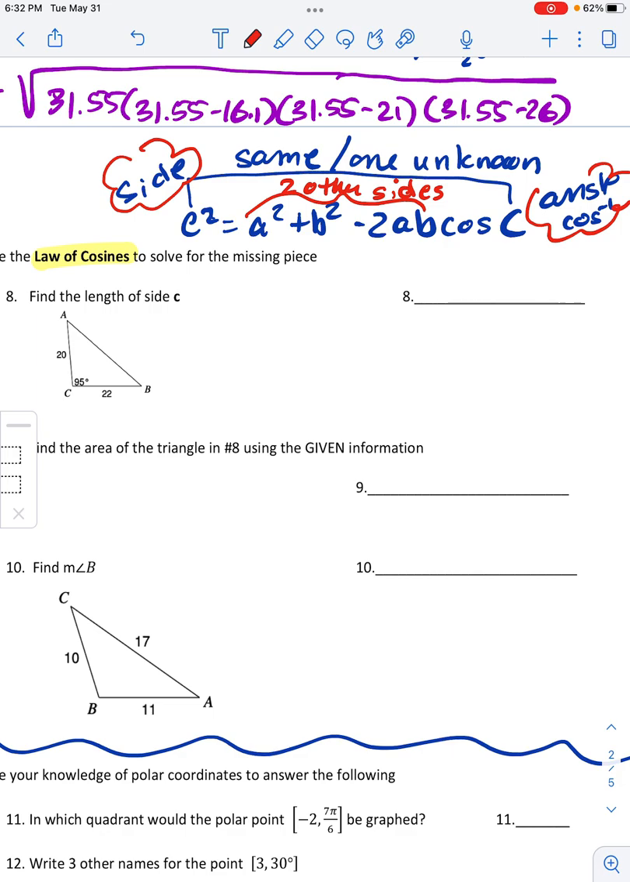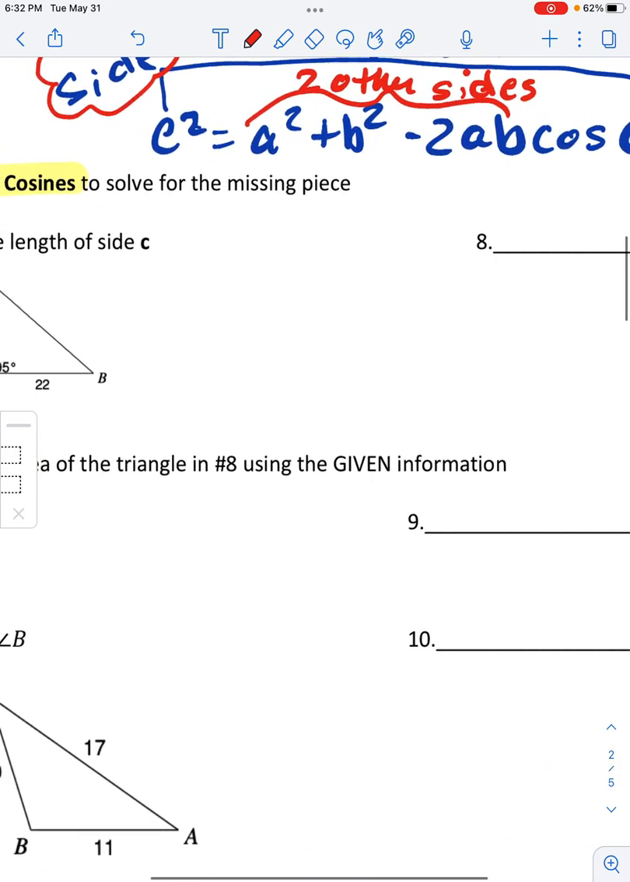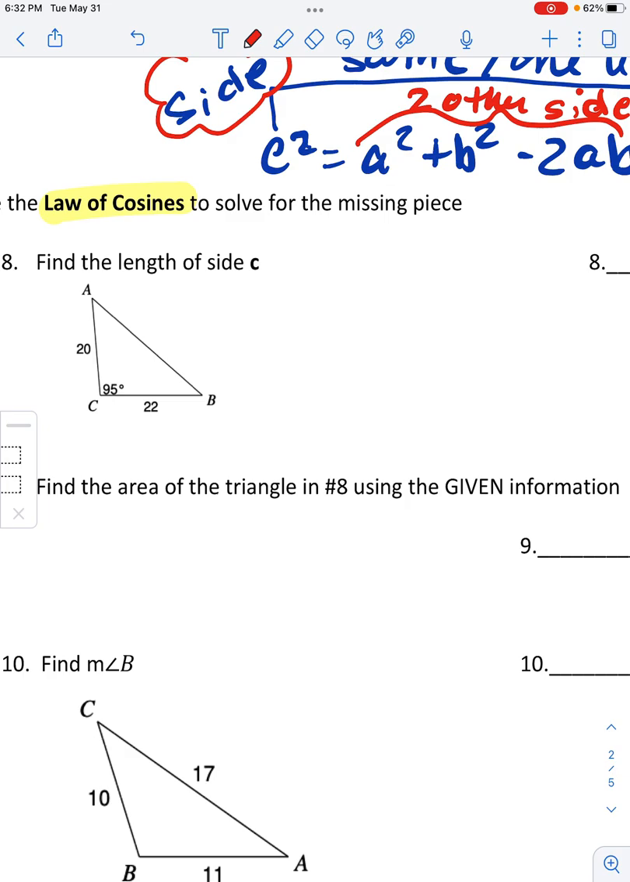So let's take a look. Here they're giving me a triangle and they're asking me to find the length of side C, which has to be across from C, so it's this one. Across from B and across from A. I've got all my sides labeled.